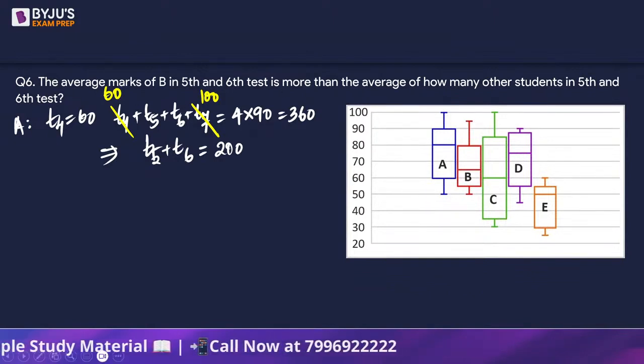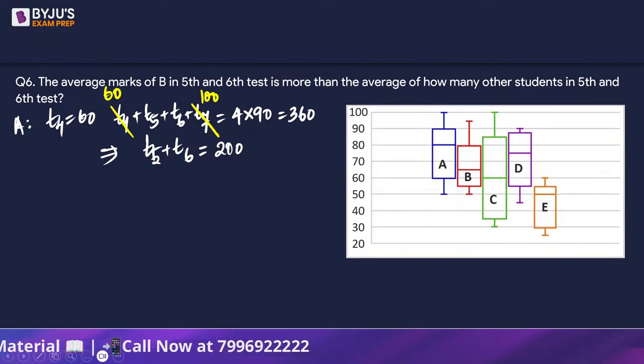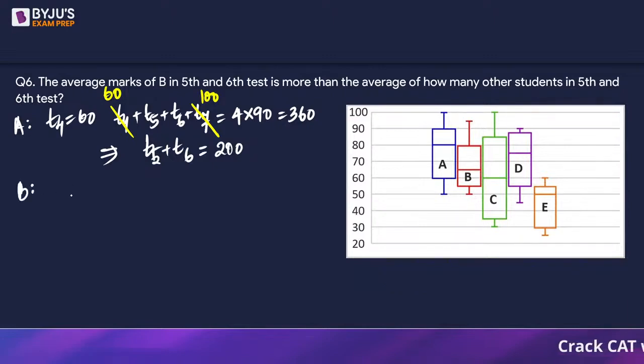(360 minus 160), right? If you use the same logic, we can figure this out for B, C, D and E. ठीक है, तो एक एक करके सबका find out कर लेते हैं.